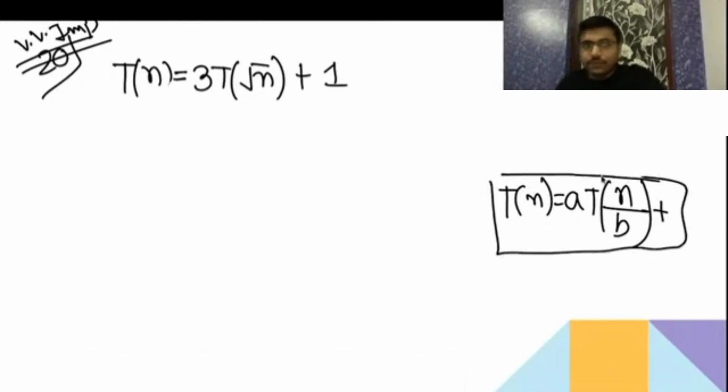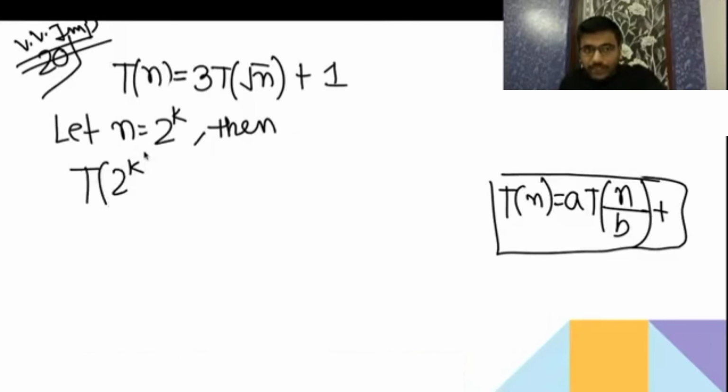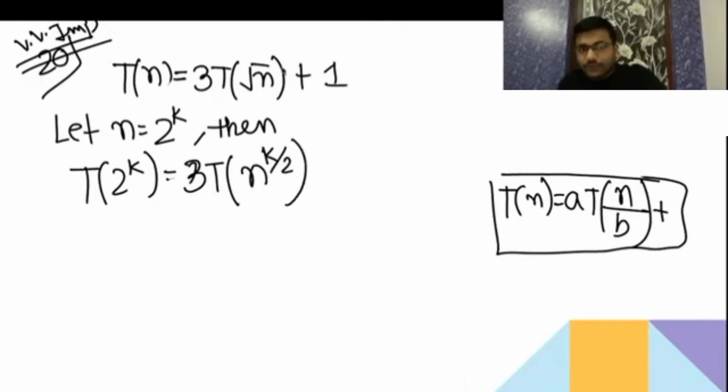For this kind of question we always have to follow the same procedure: you always have to assume n equal to something in power of 2. So let n = 2^k. Here I am assuming k, you can assume m also. Then in place of n, just write 2^k, then 3T, it's going to be 2^(k/2), because it is half.